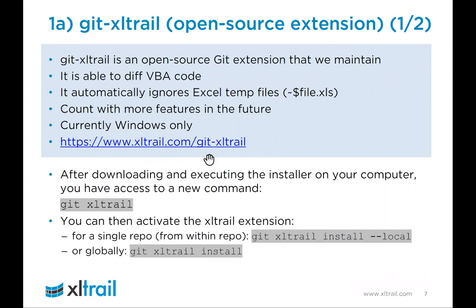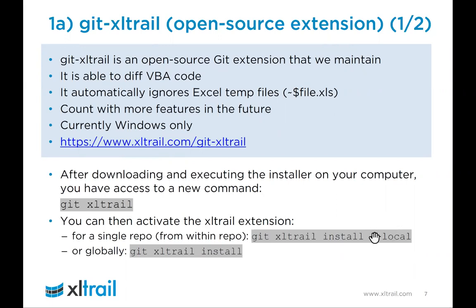You can download the installer there, and once you have downloaded and executed it on your system, you will have a new command available on your command prompt. This is git-xltrail. Once you have that, you can activate the extension either globally down here or on a per repository basis using the --local command.